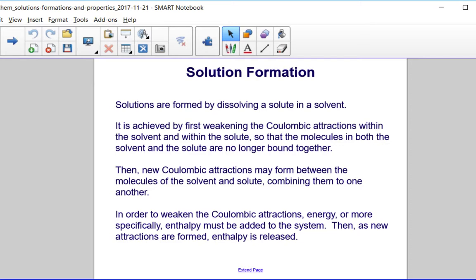First, the coulombic attractions within the solute and the solvent are weakened so that the molecules in both the solvent and the solute are no longer bound together. Once they're separated or weakened, new coulombic attractions can form between the molecules of the solvent and the solute, combining them to one another. In order to weaken the coulombic attractions initially, energy, or more specifically enthalpy, must be added to the system. Then, as new attractions are formed, enthalpy is released.